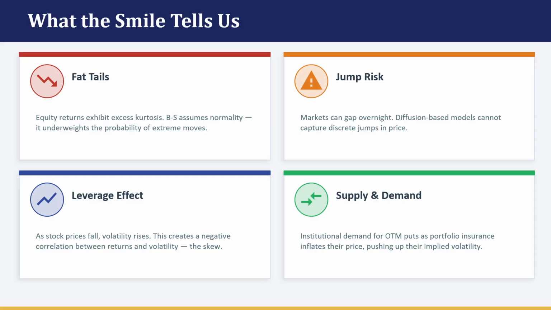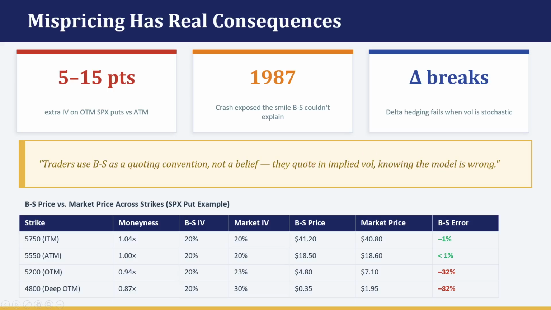Fourth, the pure supply and demand. Institutional investors buy out of the money puts to hedge their portfolios. That demand pushes up the price of those options, which shows up as elevated implied volatility. So none of these four phenomena can fit inside the Black-Scholes framework.